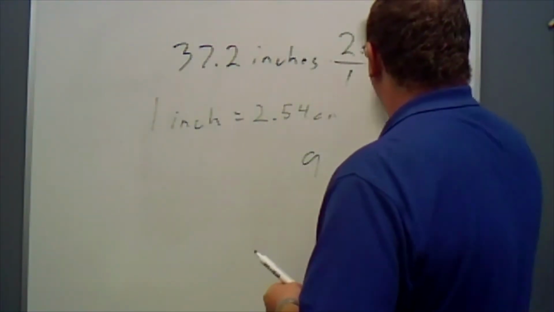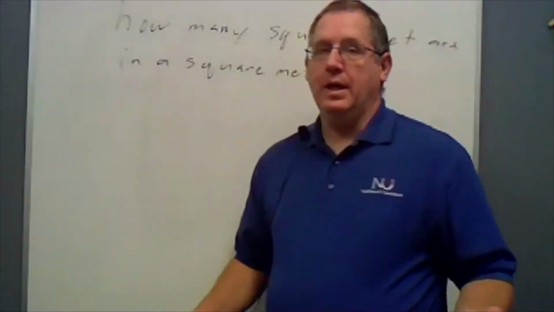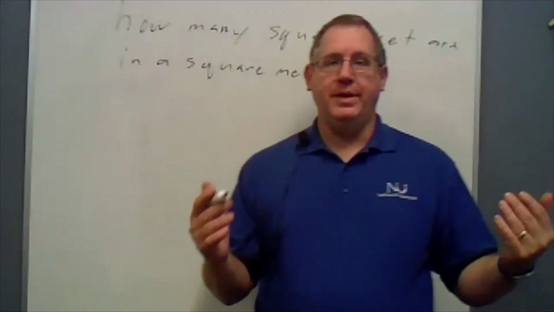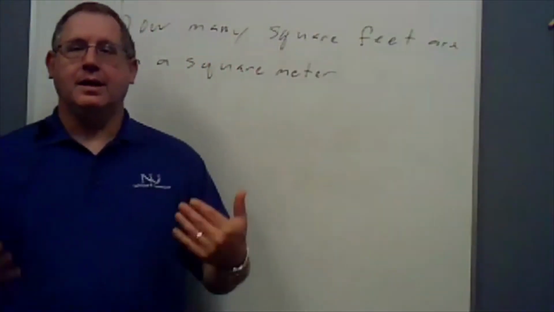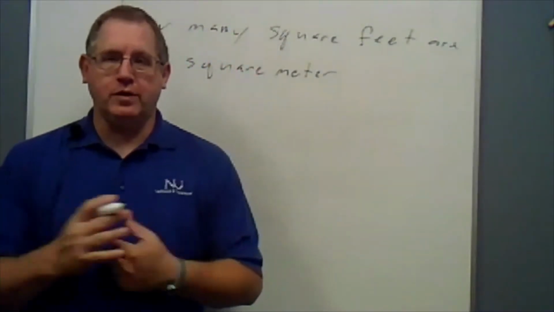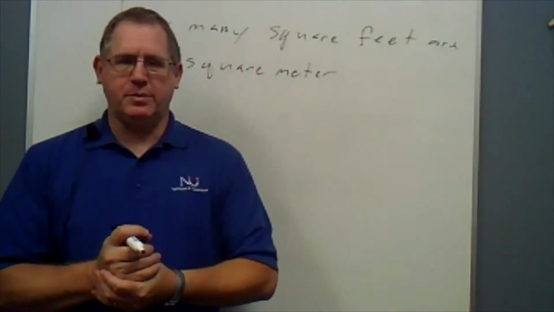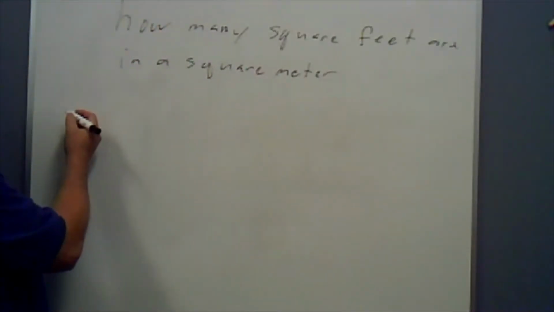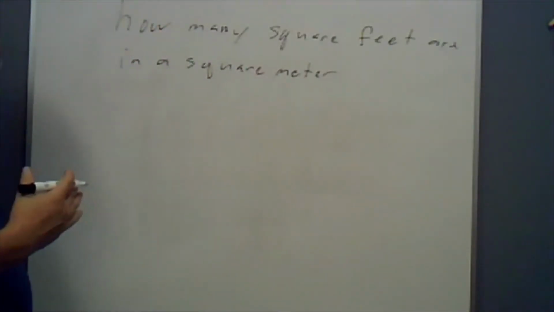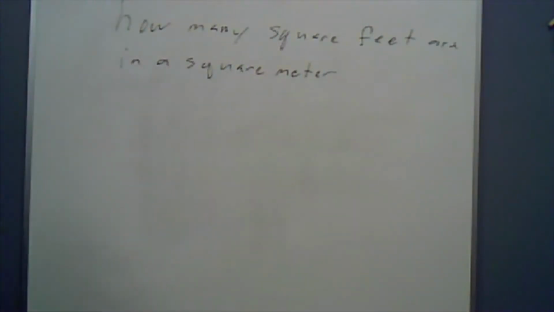So, for example, when asking the question, how many square feet are in a square meter, I need to understand a couple things. Now I'm going to show you how to use multiple conversion factors in here. First of all, I could look up a conversion between feet and meters, but instead I am going to go from inches to feet, or from feet to inches, inches to centimeters, and then centimeters to meters, just to show you how this works.